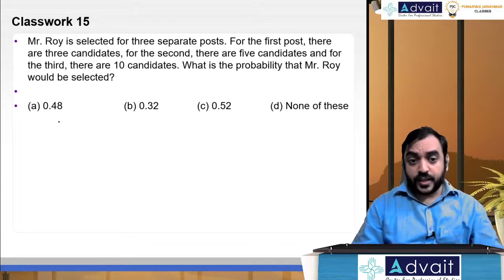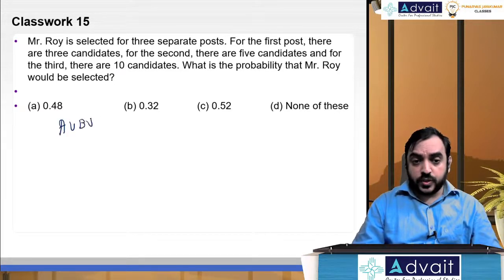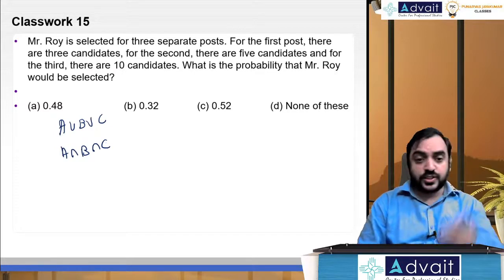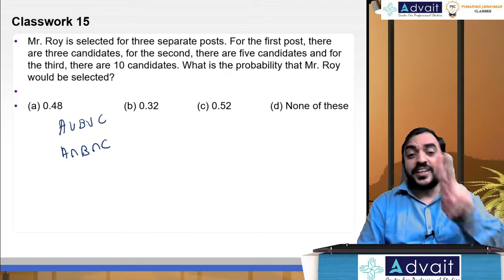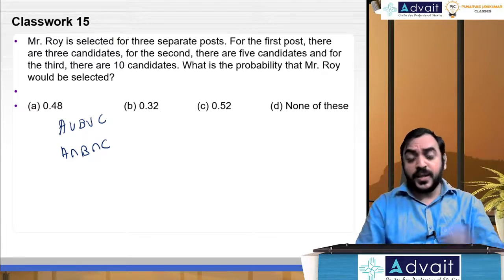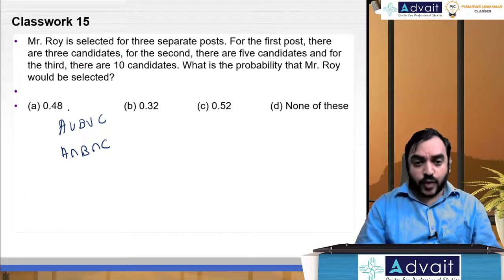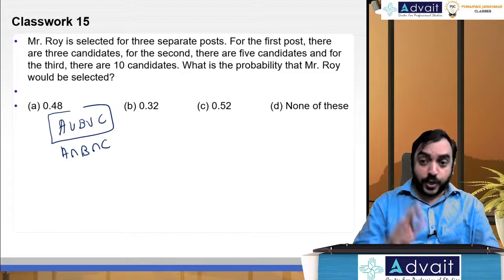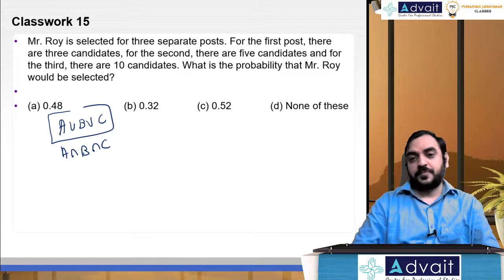There are three posts, okay? So, A union B union C, should I calculate? Or probability of A intersection B intersection C? First, you please tell me this. Which one of them should I calculate? Union or intersection? What is the probability Mr. Roy would be selected? Does he have to be selected in all the three posts? Definitely not. You have to be selected only in one of the posts. So it is union. I hope you are able to understand that first step.